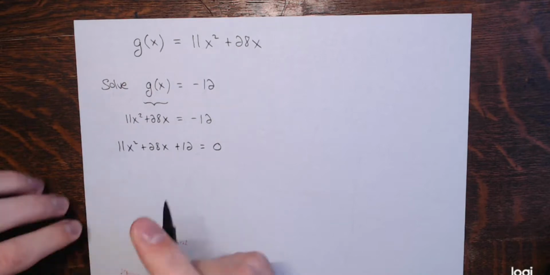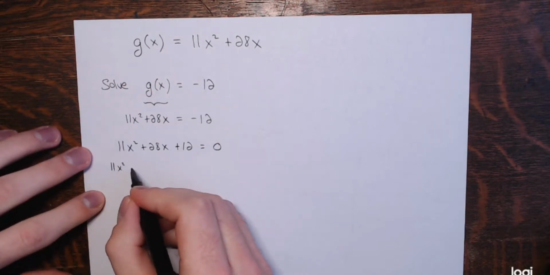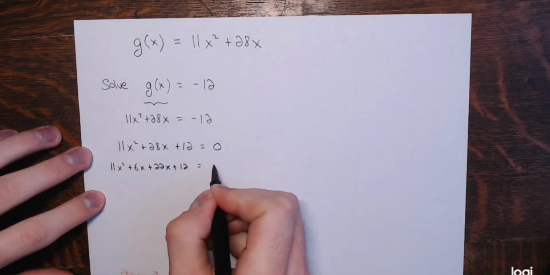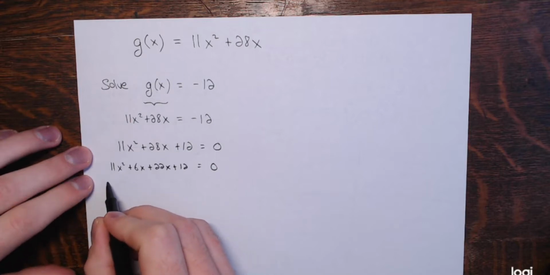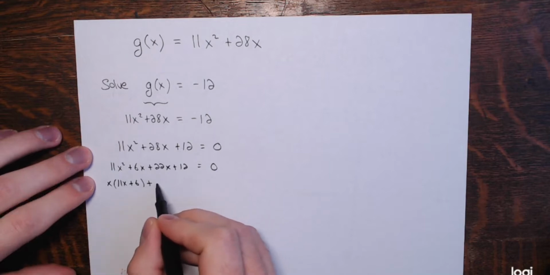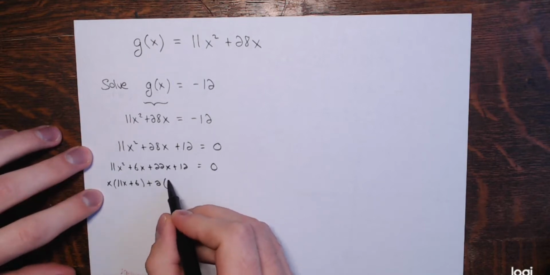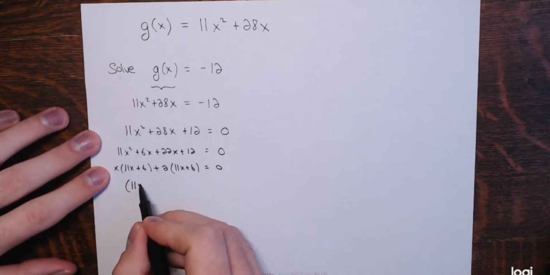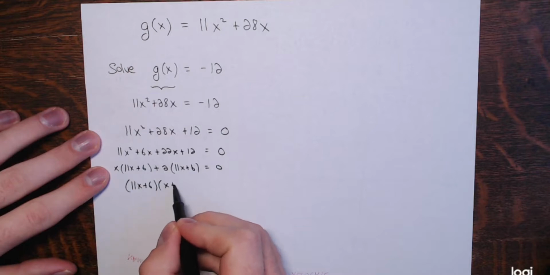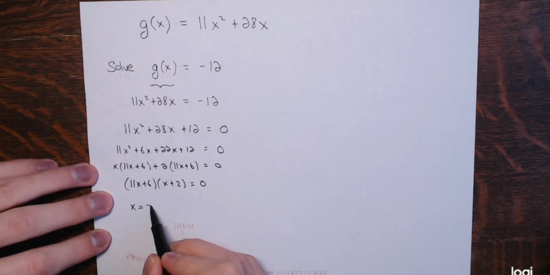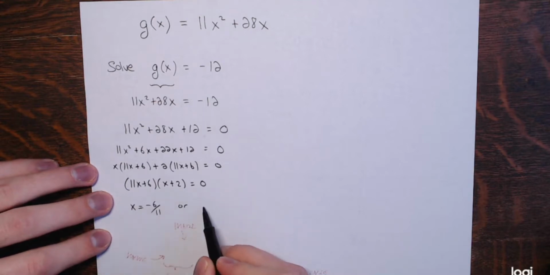Okay, so let's do the grouping then. And then I'd pull out an x from this. Alright, sorry if I'm talking too much here. You should know how to group 2 from that. Okay, so this factors to 11x plus 6 times x plus 2. And then using the zero product property, you can see that x would have to be either negative 6/11ths or negative 2. Negative 6/11ths or negative 2.